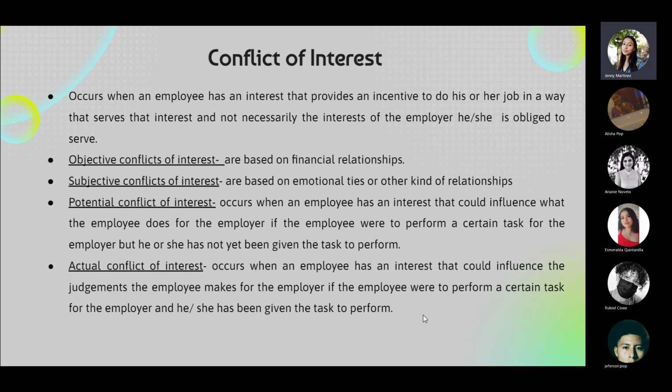Now, conflicts of interest can be potential or actual. A potential conflict of interest is basically an interest in a task that the employee wants to perform, but he or she has not yet been given that task. Whereas an actual conflict of interest is the opposite. The employee has an interest in a certain task, and he or she has been given that task to perform.